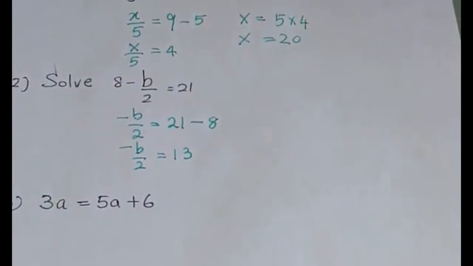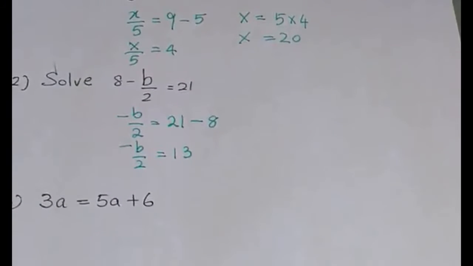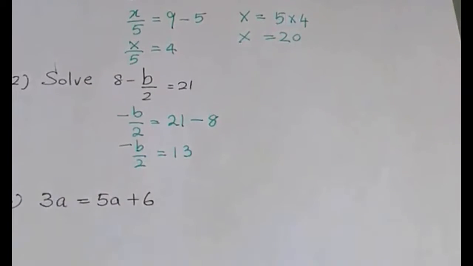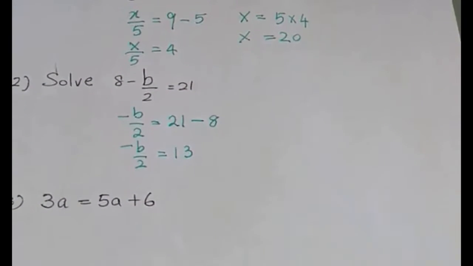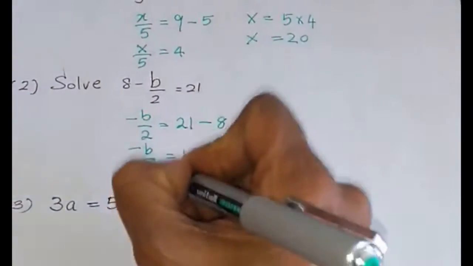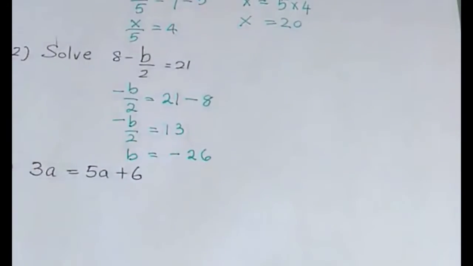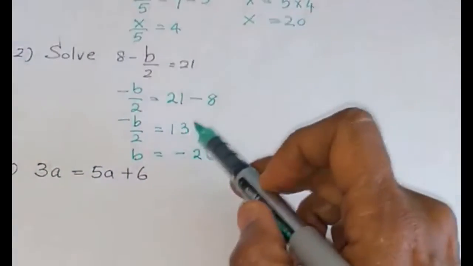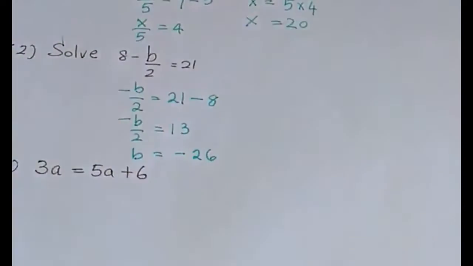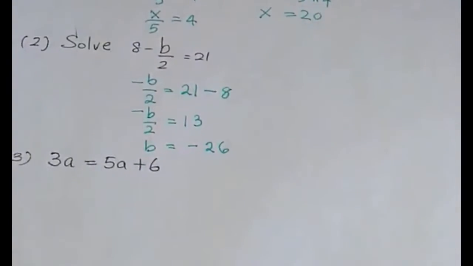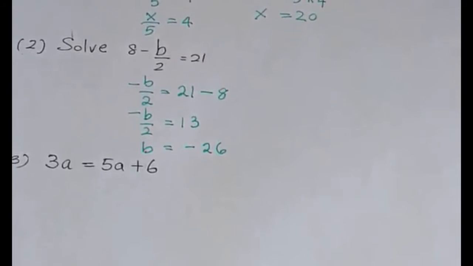Now I have to move the negative 2 to the other side of the equation. So that's again a division. When I move it to the other side, it's going to be the opposite of division, which is multiplication. So b is going to be negative 26. So negative 13 times negative 2 would be negative 26. So that would be the final answer. Let's look at the next question.